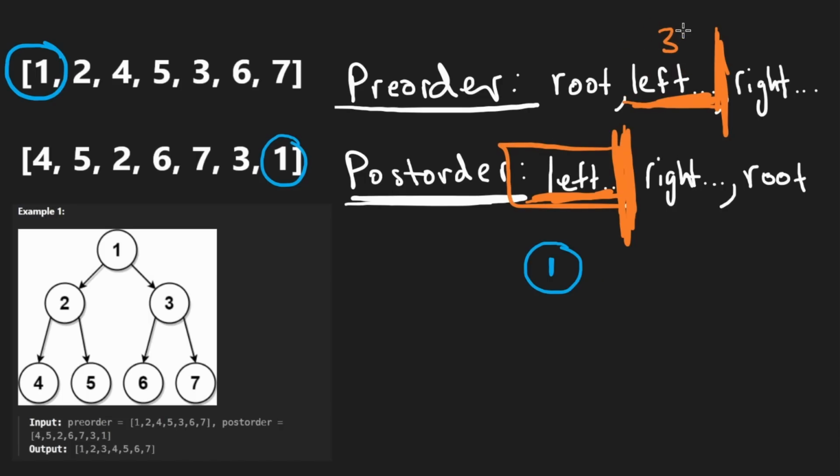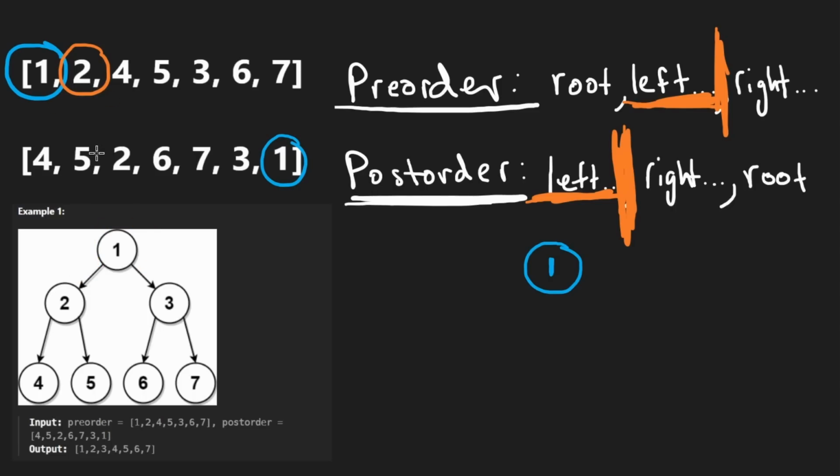Okay, now how do you figure out that information? Which observation is going to help us figure that out? Well, I actually pretty much went through it. Remember, pre-order works top down. Post-order works bottom up. We know that 2, if there is a left child of 1, 2 is going to be that left child.